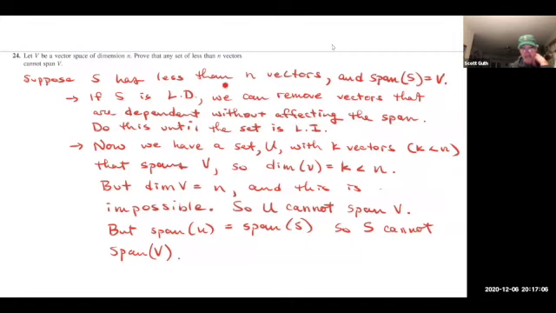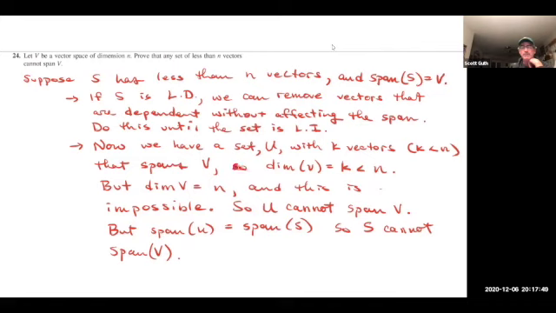I said, suppose S has less than n vectors and that the span of S is equal to V. Okay, first of all, if S is linearly dependent, we can remove vectors that are dependent without affecting the span. Do this until the set is linearly independent. Okay, so now I'm saying the set is independent, and it still spans V. So now we have a set that I called U with K vectors, where K is less than n, that spans V.